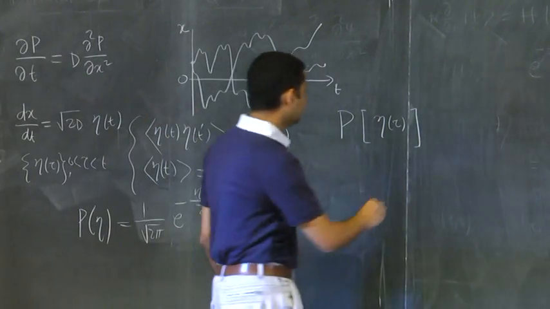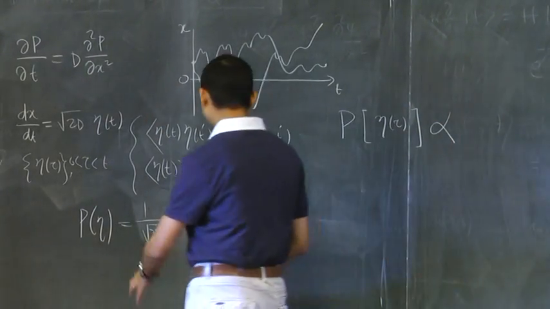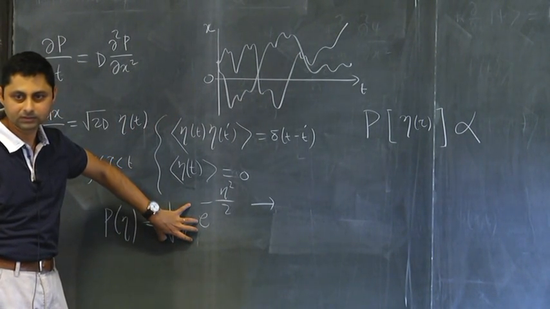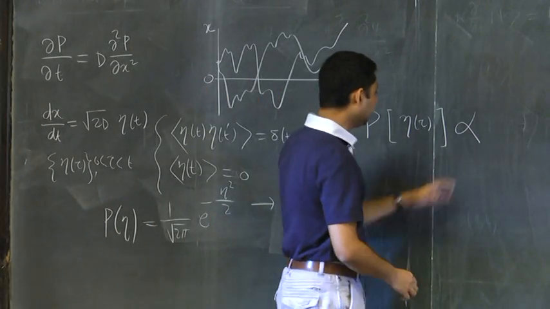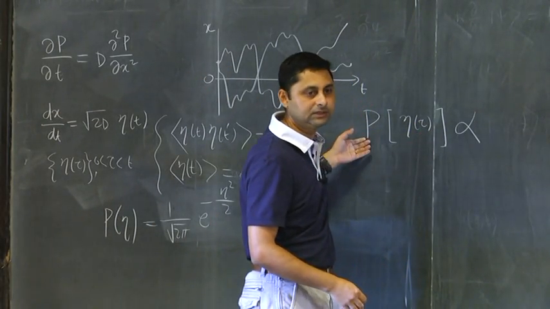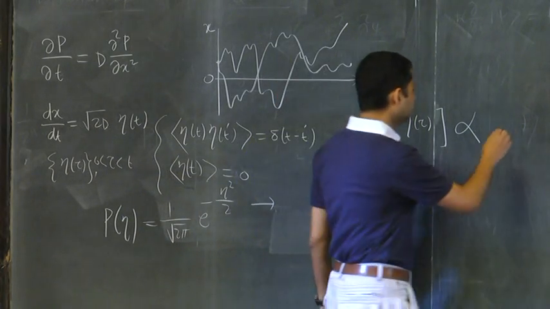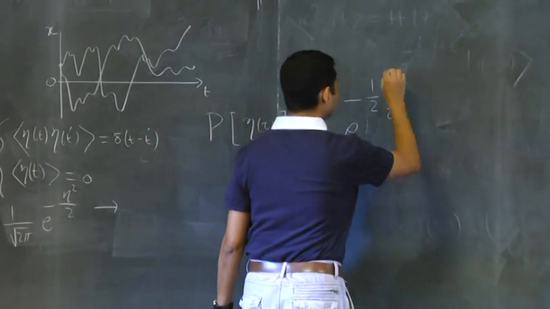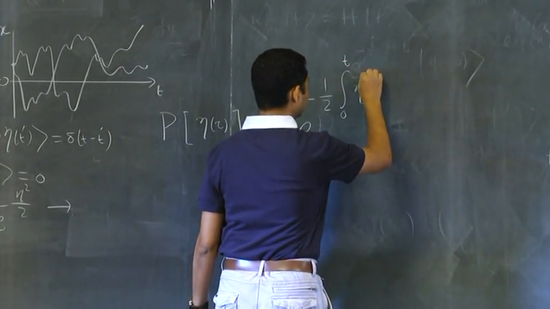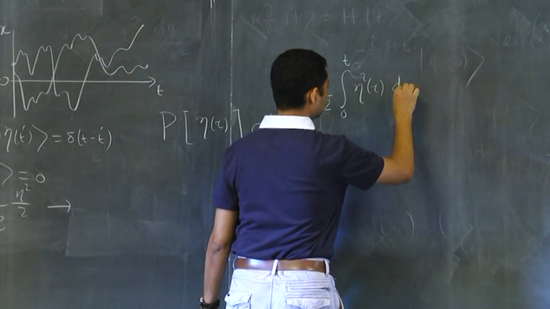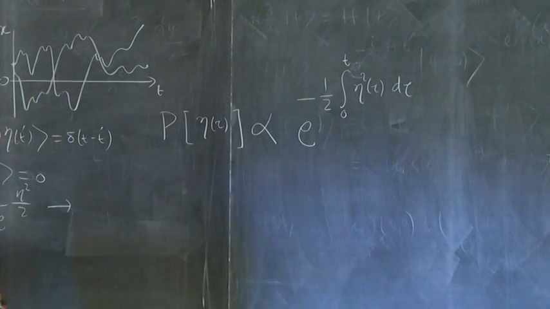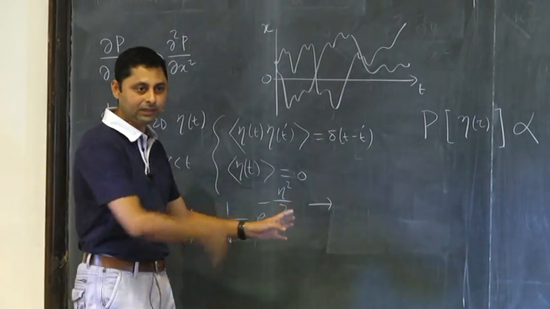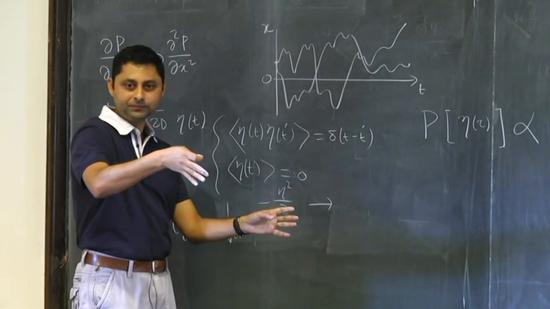So now that should be proportional to, I forget about all these proportionality constants, because I can just find that constant by normalizing this probability. It should be proportional to exponential of minus half integral from 0 to t of eta square tau d tau. These are independent, so these are again a product of these probabilities.